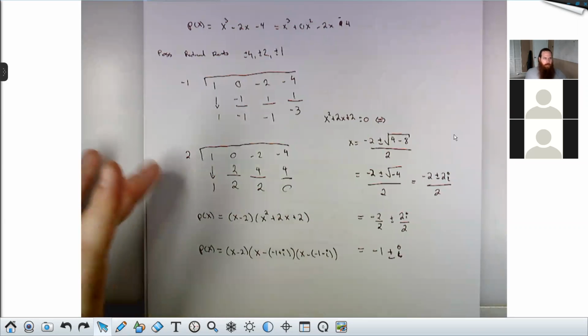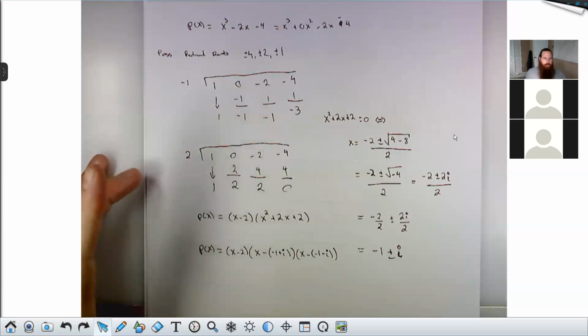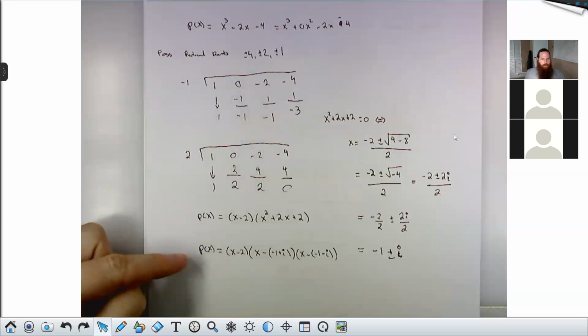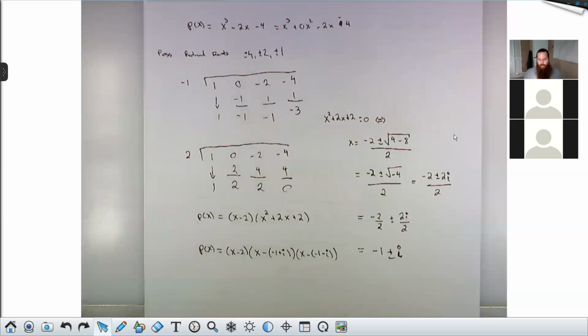I believe this was that problem, right, Matthew? Factoring x cubed minus 2x minus 4 all the way down into irreducible quadratics and linear factors, and then factoring all the way down into linear factors over the complex numbers.